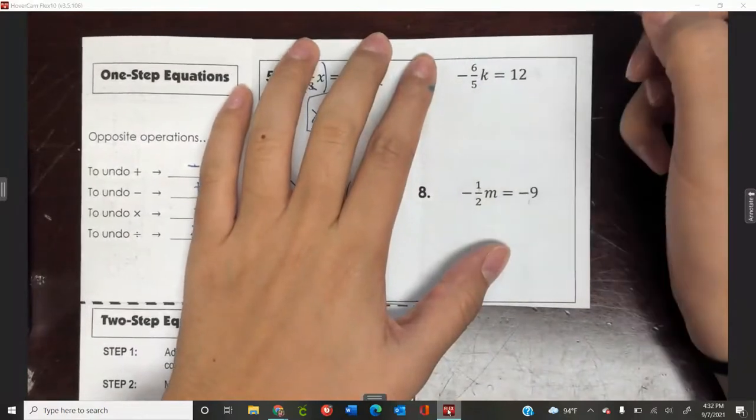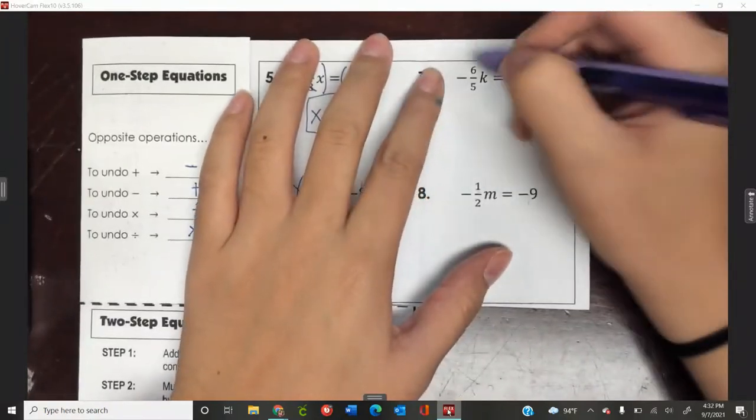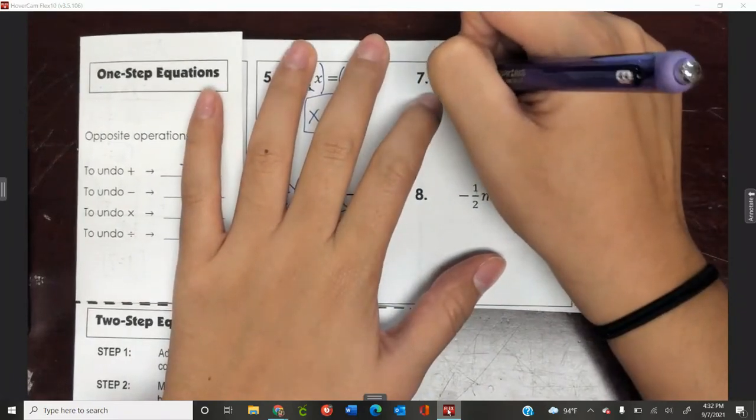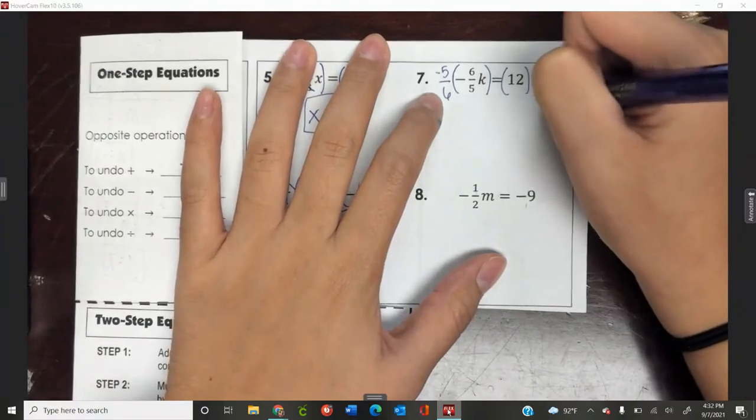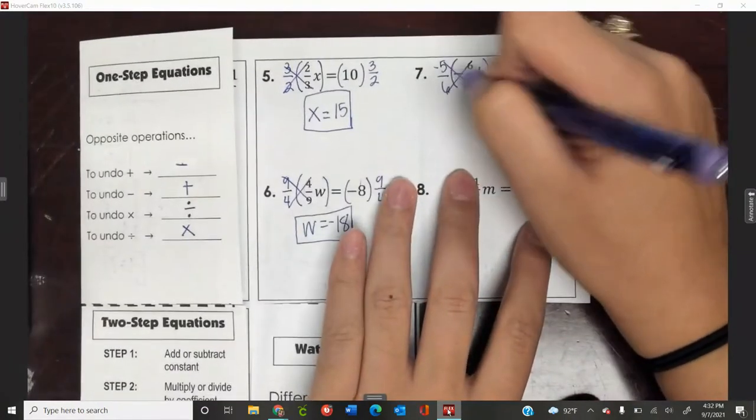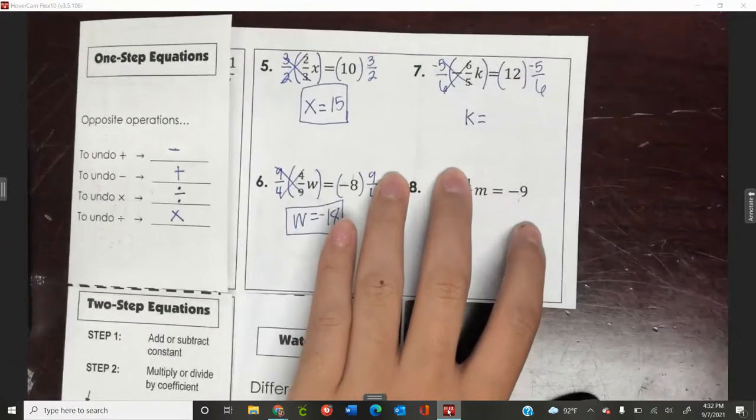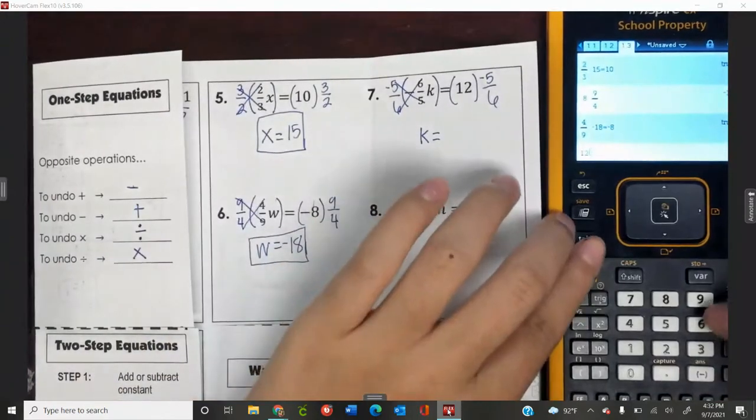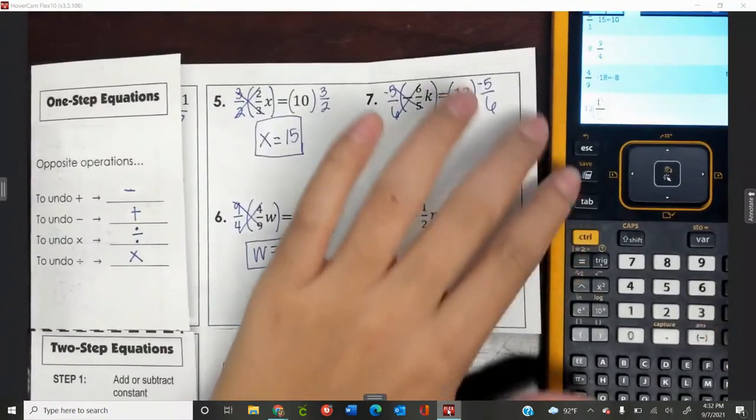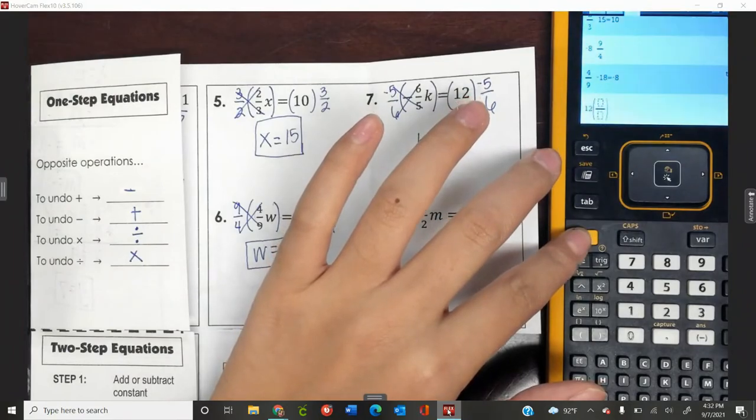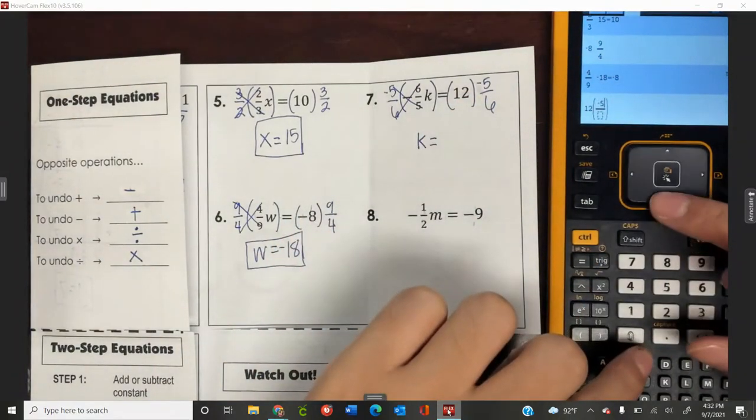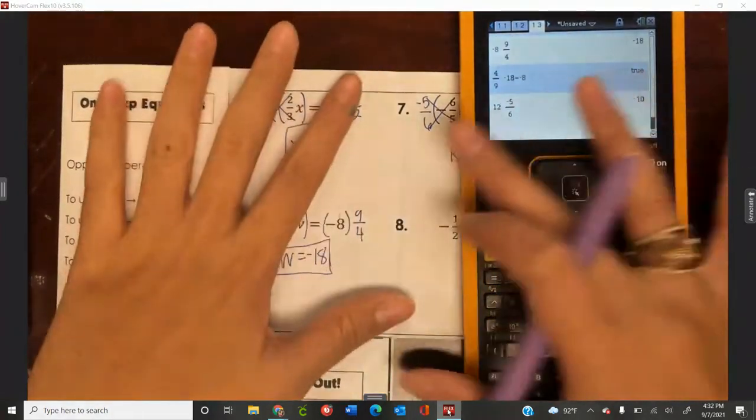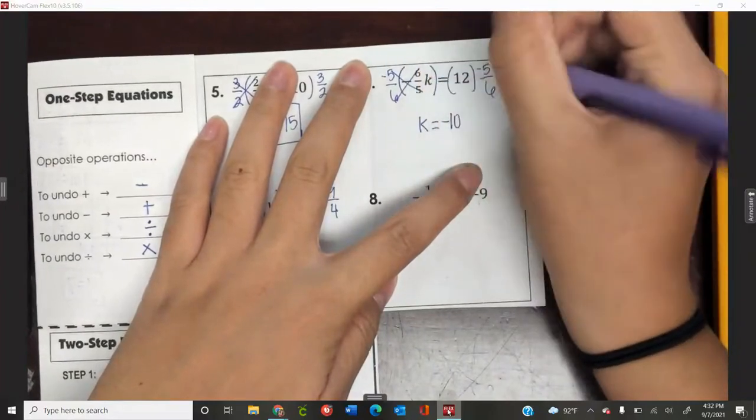Okay, now we have some negative fractions, which is okay. So we're going to multiply by the reciprocal of negative 6 over 5, which is negative 5 over 6 on both sides. Because remember, what you do to one side, you have to do to the other. So here this cancels out. I'm left with k equals 12 times, control divide, negative 5 on top, and then 6 on the bottom. So 12 times negative 5 over 6, we get negative 10. So k equals negative 10.